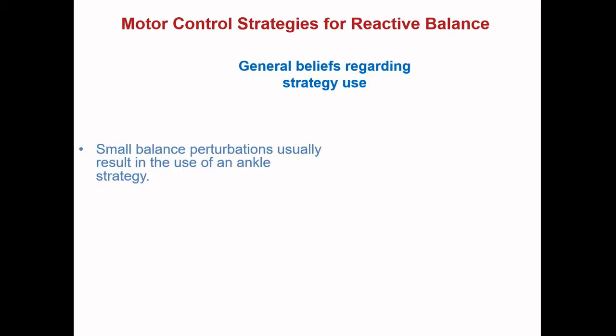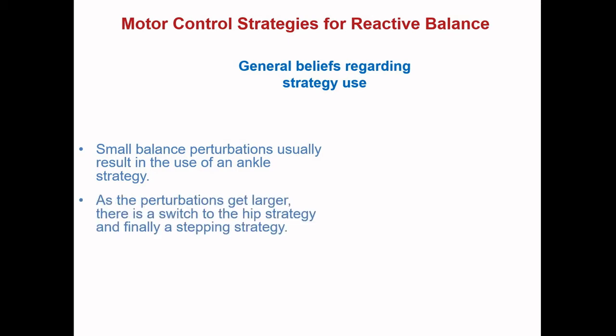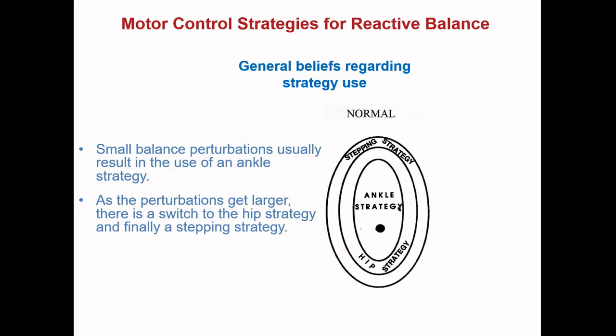Small balance perturbations usually result in the use of an ankle strategy. As perturbations get larger, there is a switch to a hip strategy, and finally to a stepping strategy. We can see this visualized here. The black dot in the center represents the center of mass.